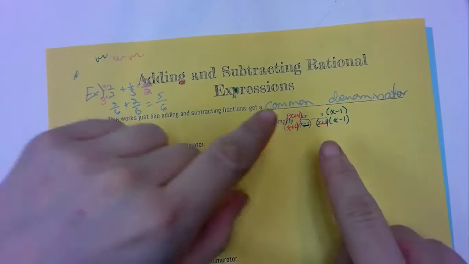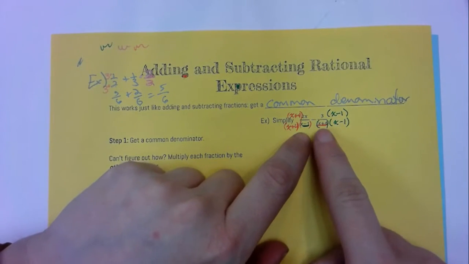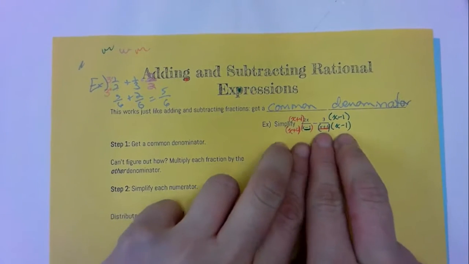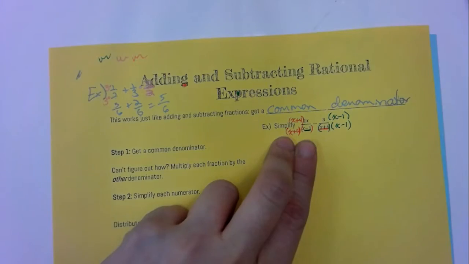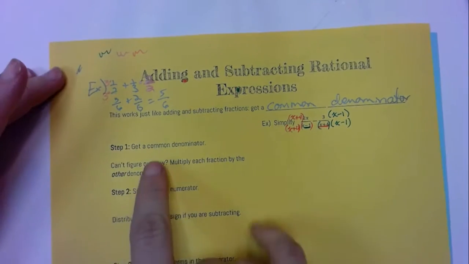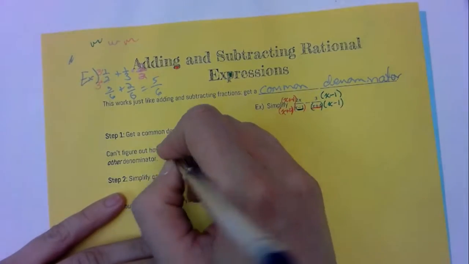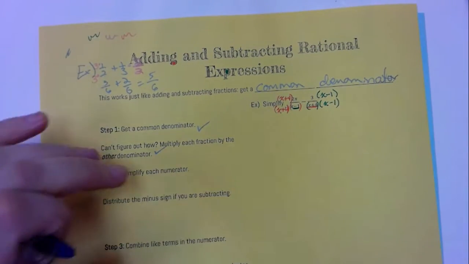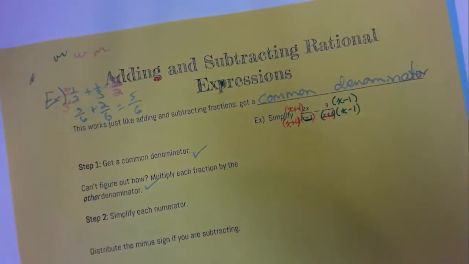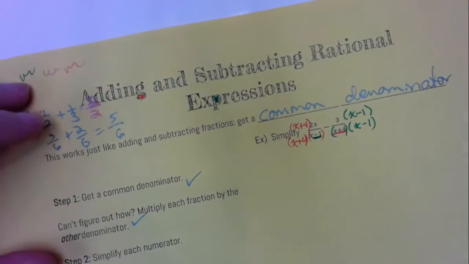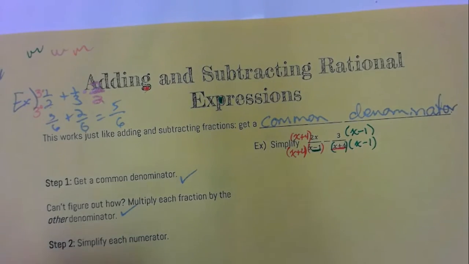Okay, and notice both denominators are now the same. They're both x plus 4 times x minus 1. And you can actually leave it in that factored form if you want to. So this step, check, check. Okay, simplify each numerator. So now we're going to distribute. And in fact, let me zoom in on this. Okay. So we're going to distribute.